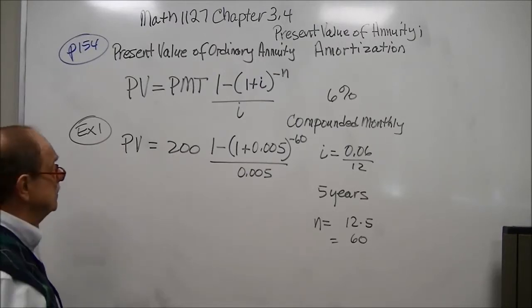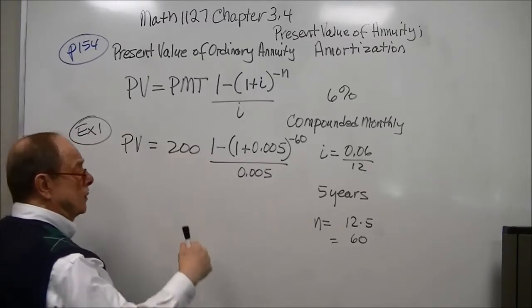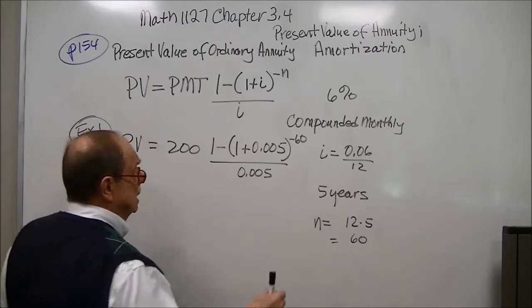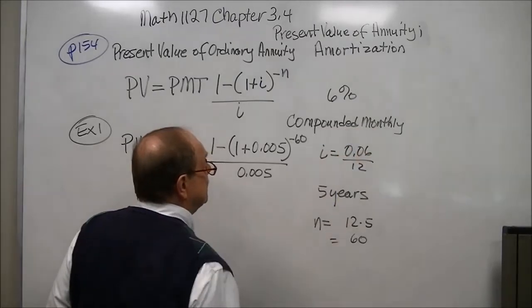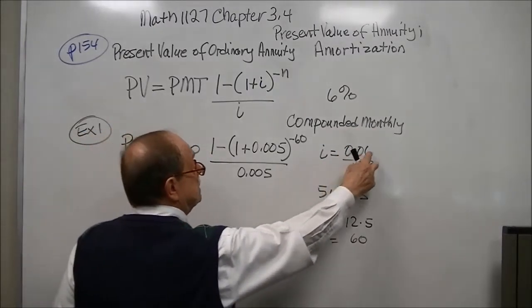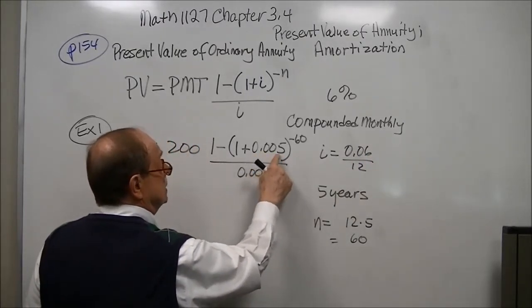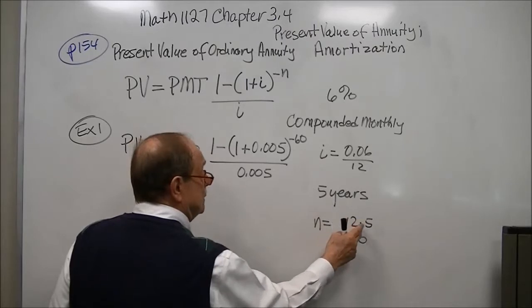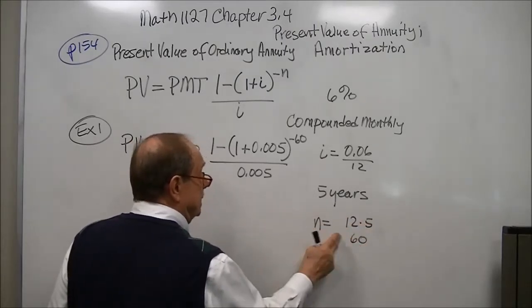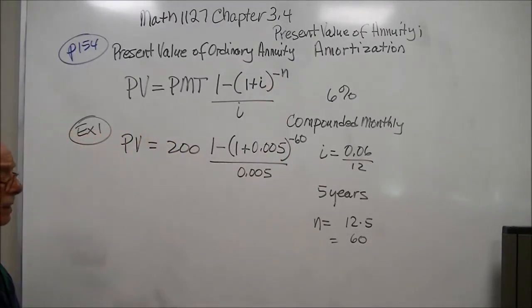So here is someone who wants to get $200 over a 5-year period. The rate of interest is 6%. That's going to be compounded monthly. So our I is 6% divided by 12, which gives us 0.005. 5 years, so 12 times 5 is 60, so our N is 60. Notice it's a negative exponent, but if you're using your calculator, that shouldn't be a problem.